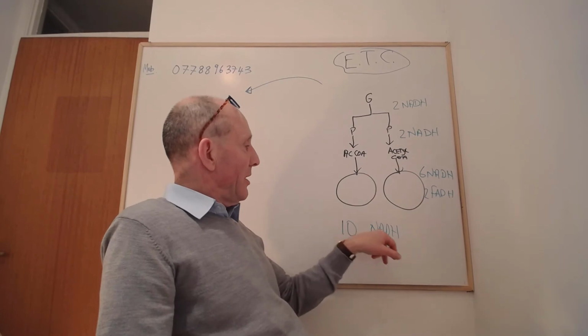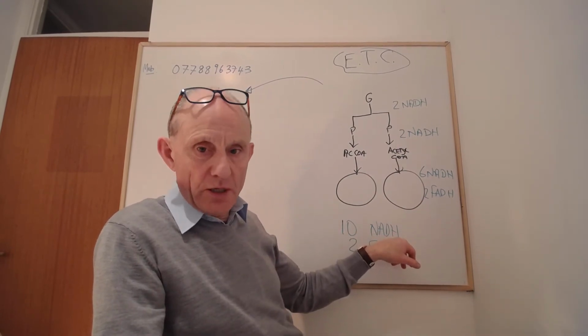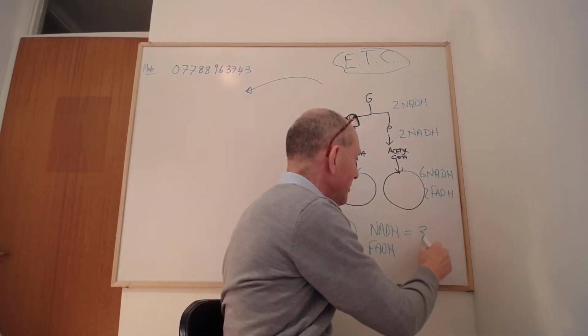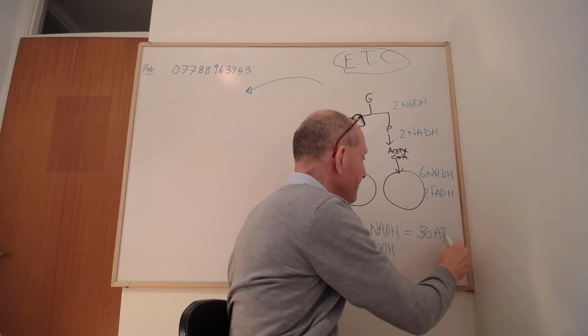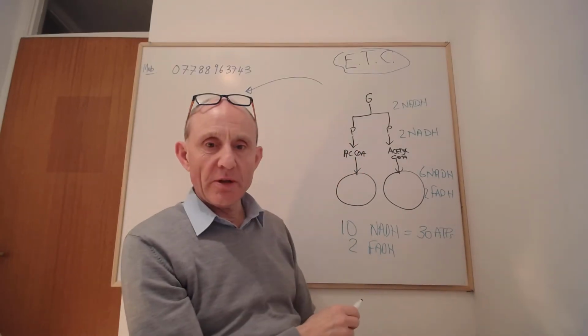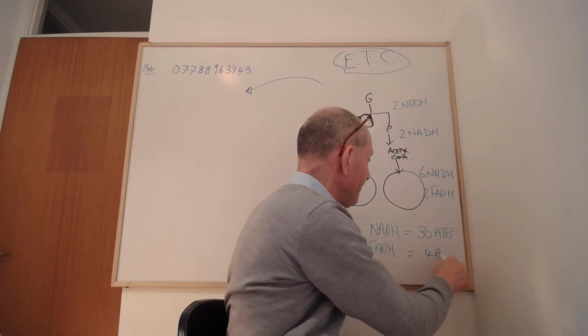And then if you remember, each NADH that arrives at the electron transport chain gives you 3 ATPs. So 10 NADH would give you 30 ATPs, and the 2 FADH2, each of them gives you 2 ATPs. That would give you 4 ATPs.